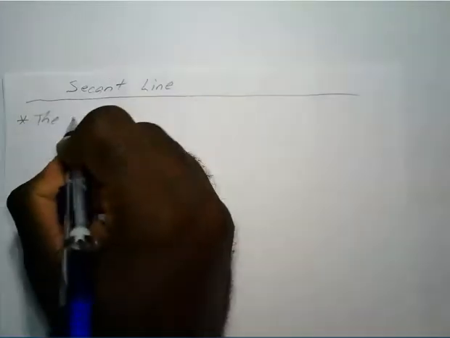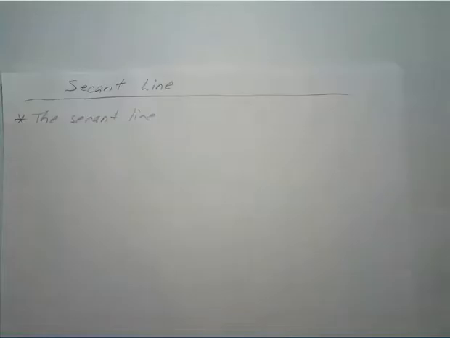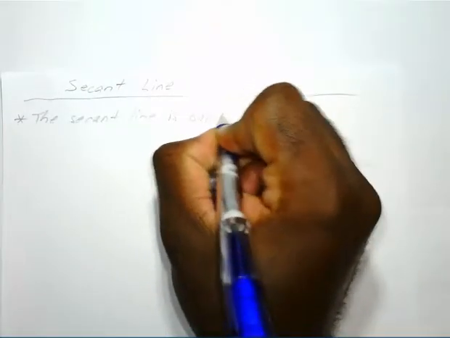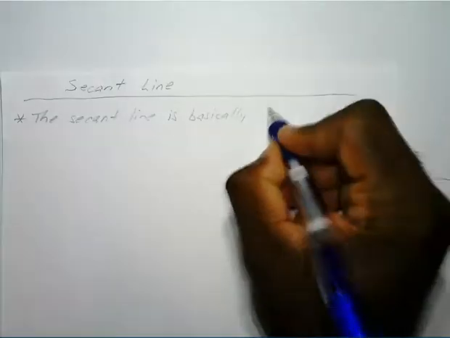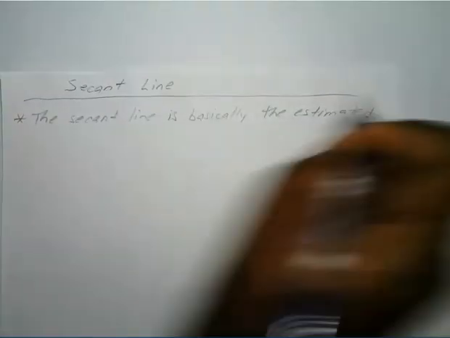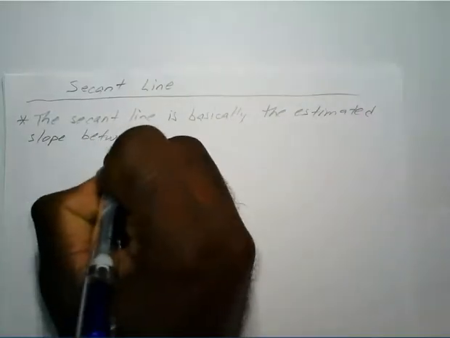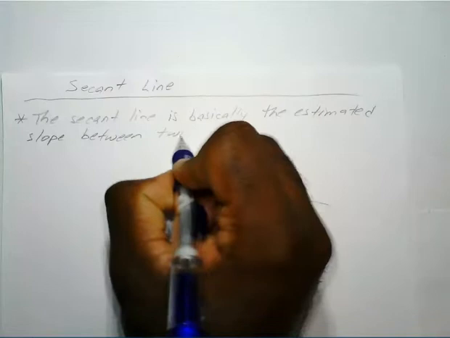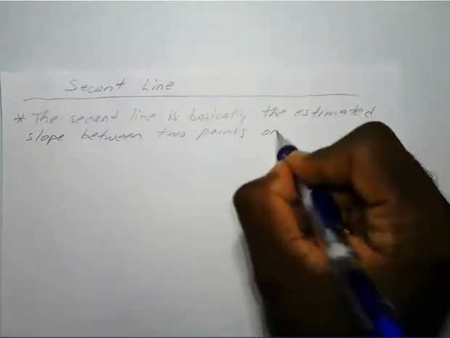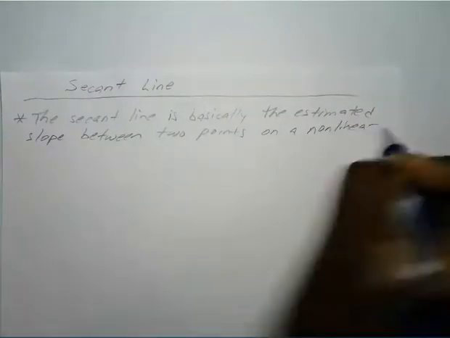So the secant line is basically the estimated slope between two points on a nonlinear graph.